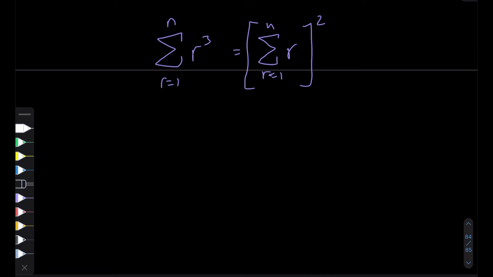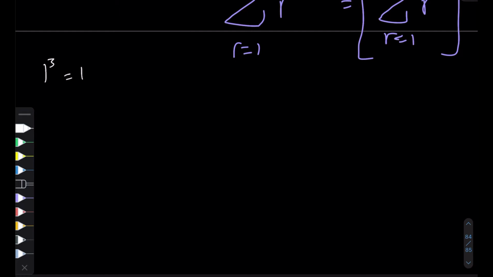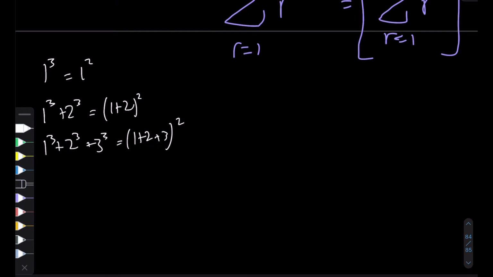So here's an interesting little result: if you look at consecutive natural numbers, the sum of cubes is in fact the same as if you sum the numbers and then square it. So 1 cubed is equal to 1 squared. Well, that's not really very surprising, but the point is that 1 cubed plus 2 cubed is the same as (1 plus 2) squared. 1 cubed plus 2 cubed plus 3 cubed is the same as (1 plus 2 plus 3) squared, and in general 1 cubed plus 2 cubed plus 3 cubed all the way to n cubed is always equal to (1 plus 2 plus 3 all the way to n) squared.